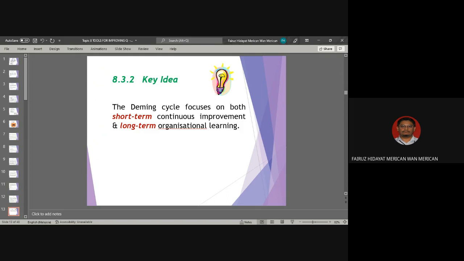And in the long term, it helps with the organizational learning. So they're learning about their processes. They're learning more about their own products and services, what works, what doesn't work, what area needs to be improved, what doesn't need to be improved. This is all part of the learning process of an organization, and they will benefit from that knowledge. Okay, so these are the main ideas behind the Deming cycle.